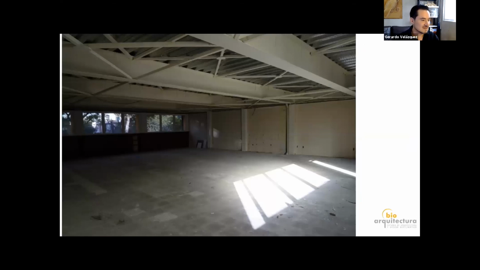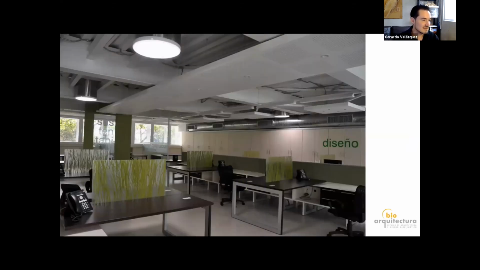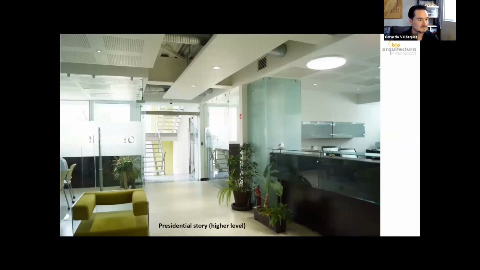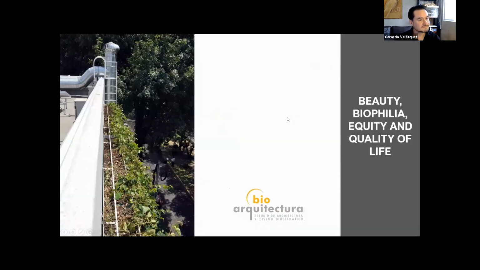This is how it used to look like. And this is only natural lighting, what you're seeing right there. So no electric lighting there, of course, for backup. And we could have even zenithal shadow, so that was something quite nice inside of a building. This is the higher level, so you can see here how the light wells go through.